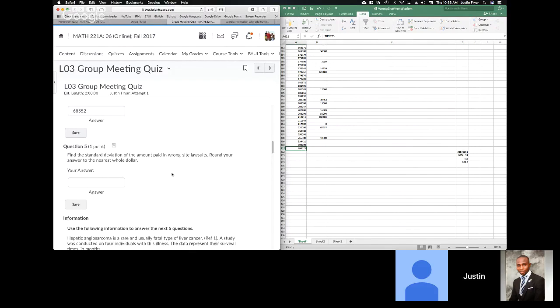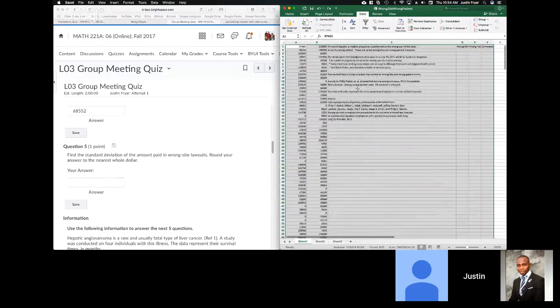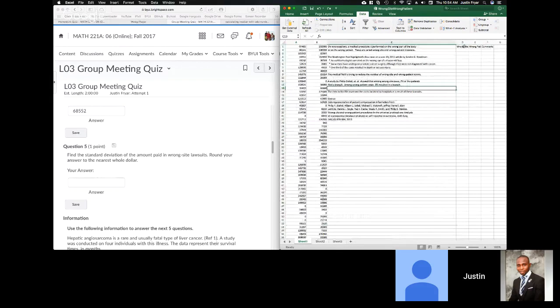Okay, find the standard deviation of the amount paid in wrong side lawsuits. Round your answer to the nearest whole dollar. Standard deviation of the amount paid, wrong side lawsuits. All right, so how do we calculate the standard deviation? So in Excel, just go to a blank cell and do equals. It should be STDEV, and then you select all the data that you want and hit enter. That's how I'm working this one.